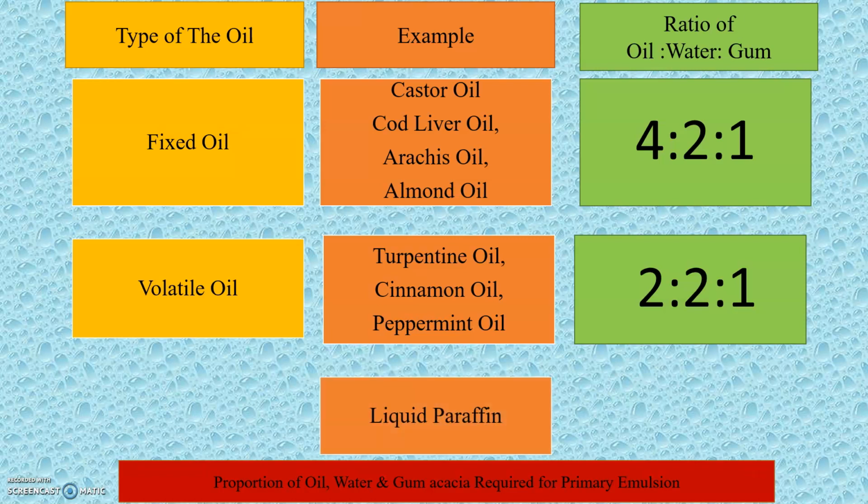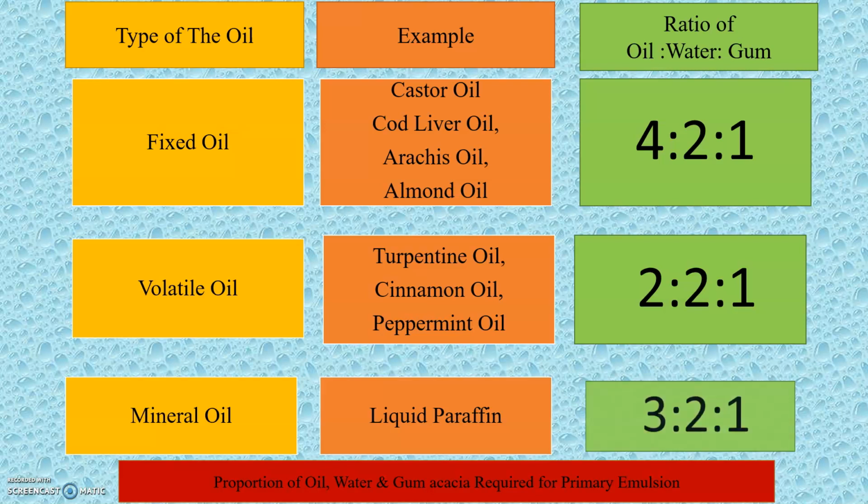The next example is liquid paraffin, which is an example of mineral oil, and the ratio of oil, water and gum acacia for mineral oil is 3:2:1.